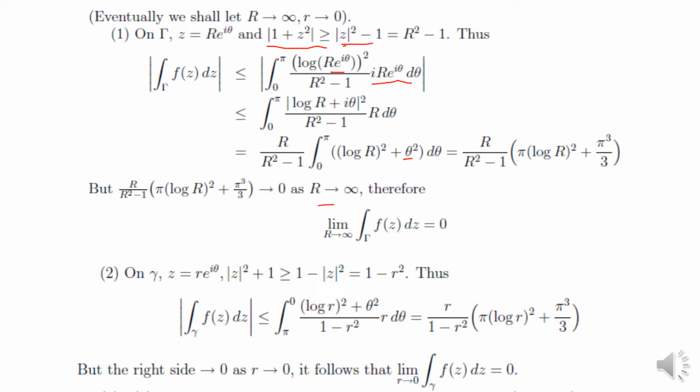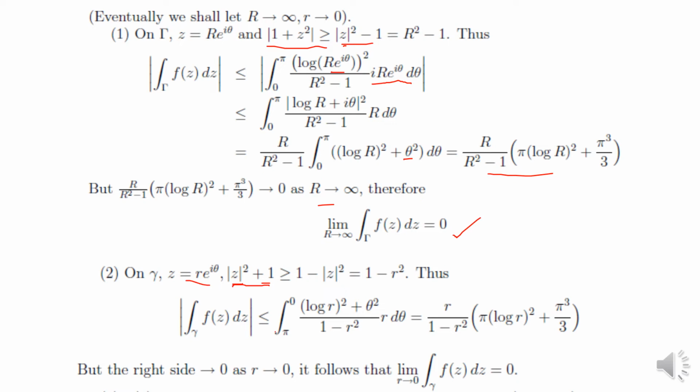Now when r tends to infinity, this whole term becomes 0 because r square minus 1 is in the denominator, and this integral is 0. Similarly, we can see for gamma, there we have z equal to small r e to the power i theta, and mod of z square plus 1, only thing we are taking in another manner, is greater than or equal to 1 minus mod z square, which is 1 minus r square.